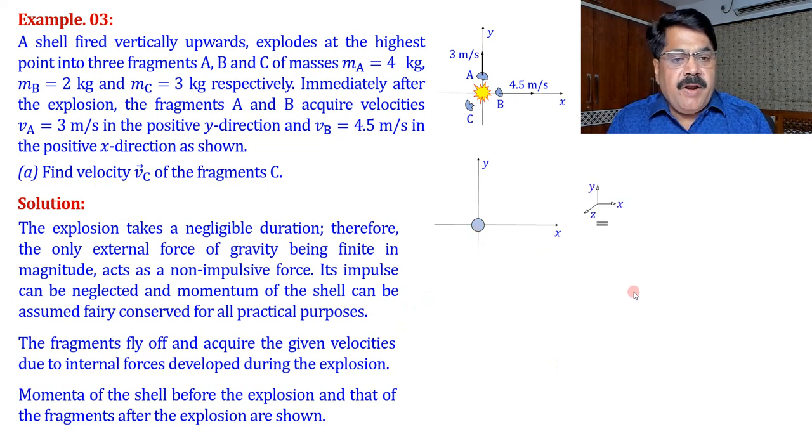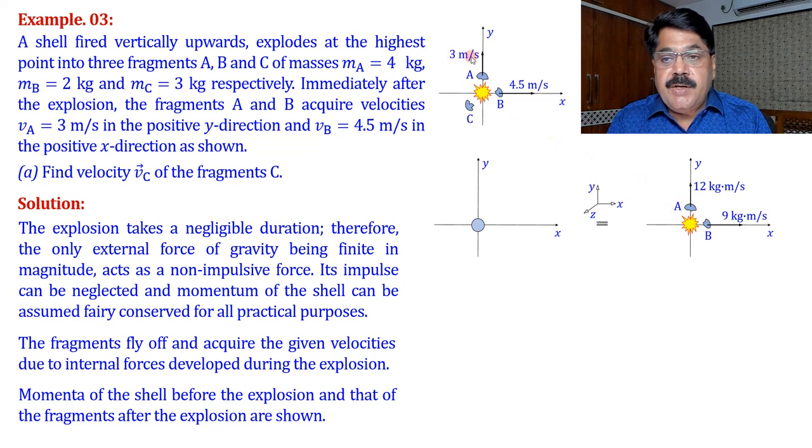Now about the fragments, we can consider x, y, z all directions. The momentum of piece A will be 12 because its velocity is 3 and mass is 4, so 12 kg meter per second. Similarly for fragment B, mass is 2 kg and velocity is 4.5, so 2 into 4.5 is 9, which is 9 kg meter per second. And the momentum of fragment C we can write here as MC VC vector.